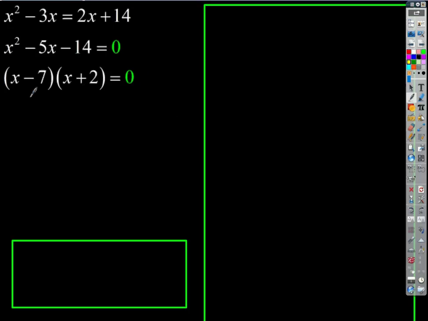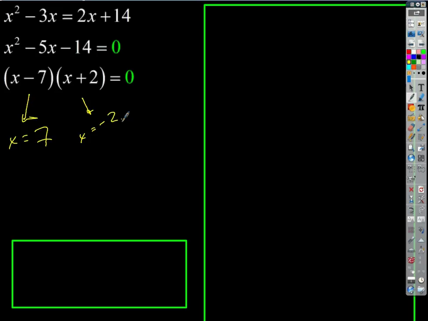So either the first factor has to be 0. What value of x makes the first one 0? 7. So if x is 7, we get 7 minus 7, so we get 0 times something else, which is 0. That's one solution, right? Or the other possibility would be that we multiply something times 0. Well, what would make the second factor 0?